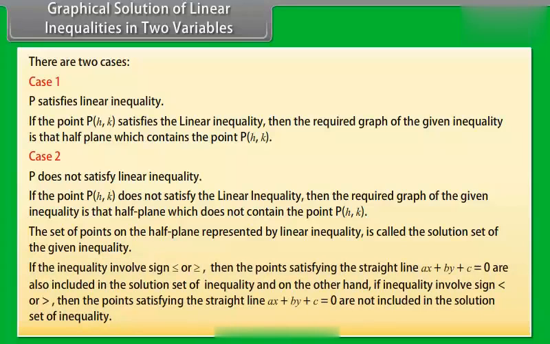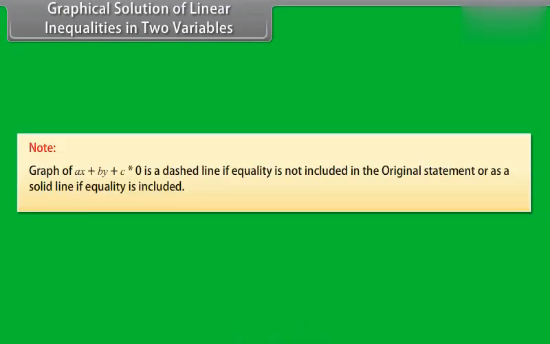If the inequality involves the sign less than or equal to or greater than or equal to, then the points satisfying the straight line ax plus by plus c is equal to 0 are also included in the solution set of the inequality. On the other hand, if the inequality involves the sign less than or greater than, then the points satisfying the straight line ax plus by plus c is equal to 0 are not included in the solution set of the inequality. Note, the graph of ax plus by plus c is equal to 0 is a dashed line if equality is not included in the original statement, or a solid line if equality is included.